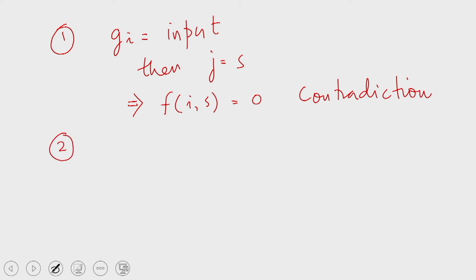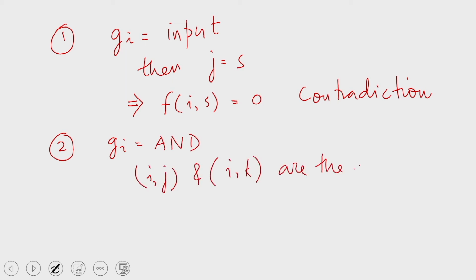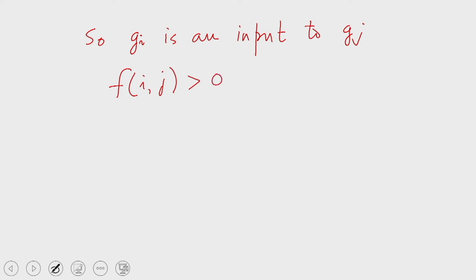So, if Gi is not an input, then Gi must be an AND gate. So, ij and ik are the edges going out of this AND gate, and we assume that j is not equal to t, because in the augmenting path which is directed from s to t, j is on the side of s. So, j is not equal to t. So, Gi is an input to Gj. f of ij greater than 0 means that f of ij is 2 power i. It can have only 2 values, 0 and 2 power i. So, in this case it is 2 power i, which means that Gi evaluates to 1.